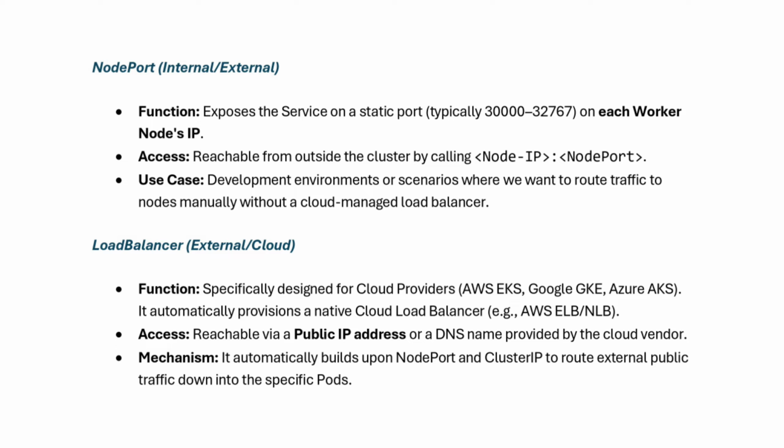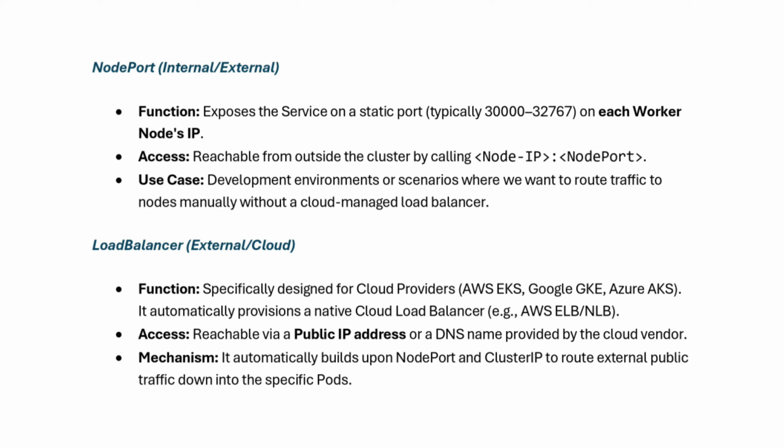So NodePort is a static port that has a range between 30,000 to 30,767 on each worker node. However, it is a volatile IP address, meaning you can still access the application using the node IP address, which is still not secure, but you can access it. But nodes change and are volatile, so it can change anytime. It is used in development environments or scenarios where we want to route traffic to nodes manually without a cloud managed load balancer. So you can remember NodePort as an accessible IP address, but it is volatile. It can change within the range 30,000 to 30,767. So it is not efficient to access.